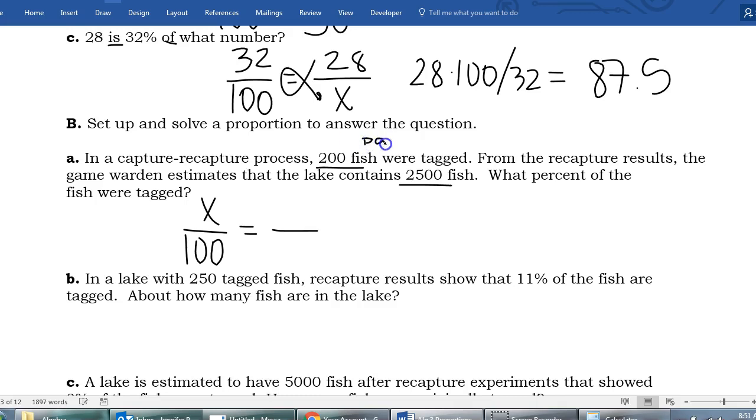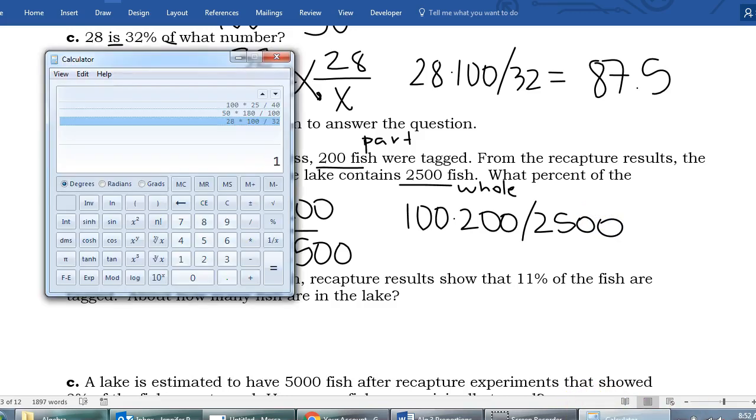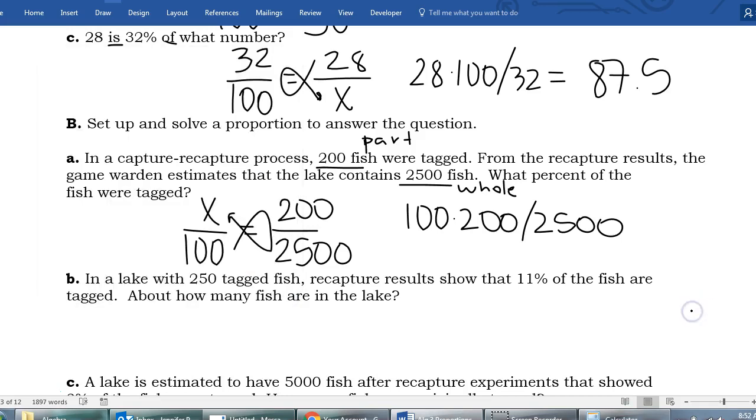That's going to go on the top of my fraction. And the 2,500, that's the whole lake, that's going to go on the bottom of the fraction. So I have 200 in the part that was tagged out of 2,500 in the whole lake. Cross multiply divide should bring us to our answer. 100 times 200 divided by 2,500 is 8. So that means approximately 8% of the fish were tagged.